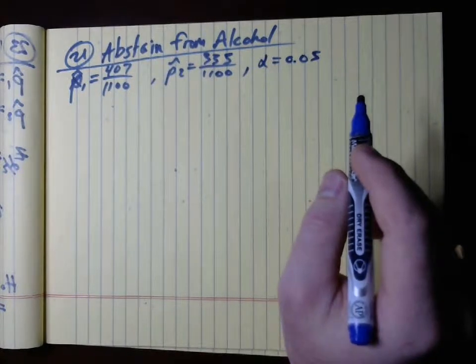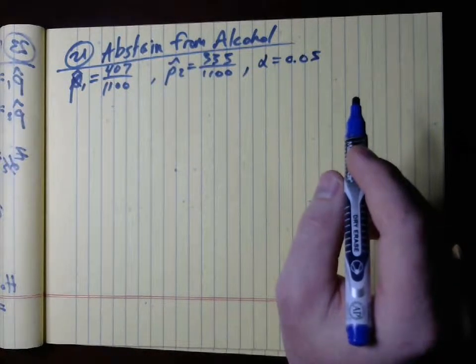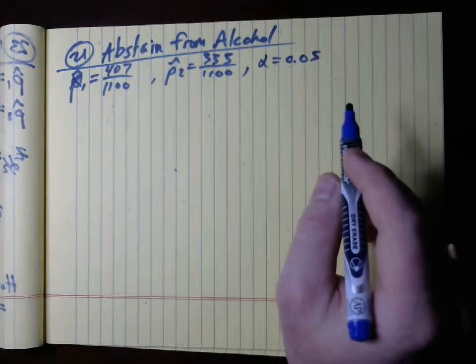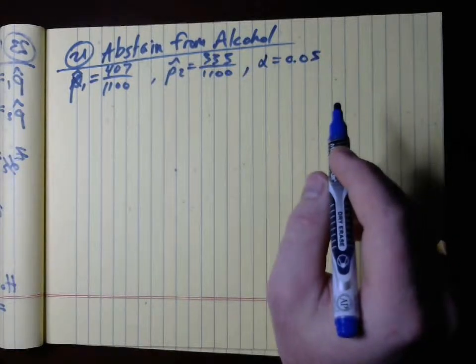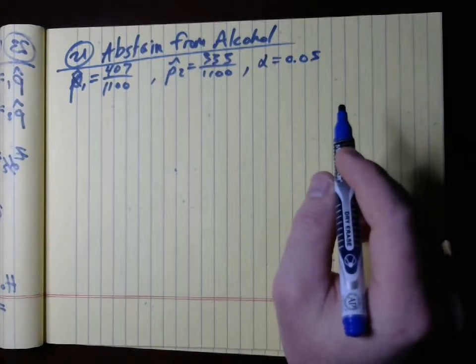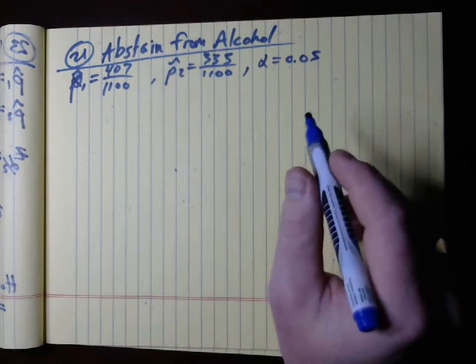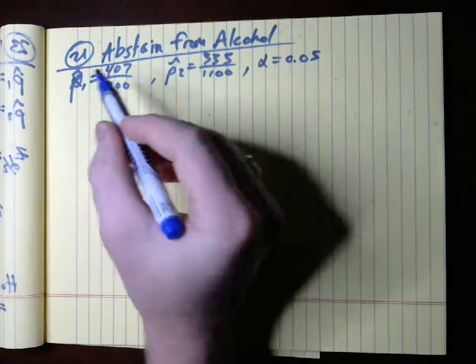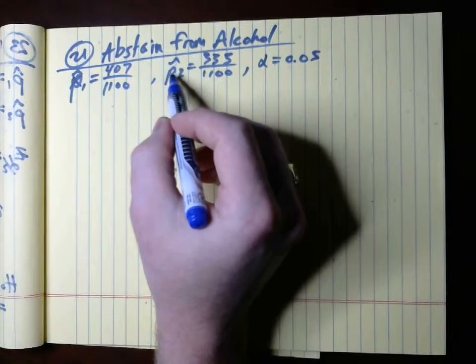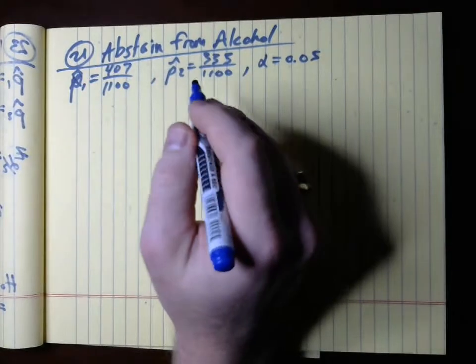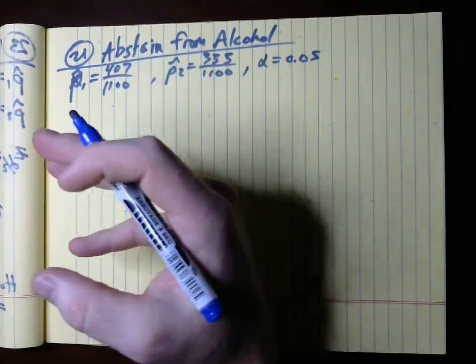The only other piece of information that we really need to pull out of this is to know if it's a left, right, or two-tailed test. It says, has the proportion of adult Americans who totally abstain from alcohol changed? We're comparing two different years here. Population 1 represents 1947, and population 2 represents 2010. They want to know if it's changed from here to here. So that's a two-tailed test, change, not is one more or one less.